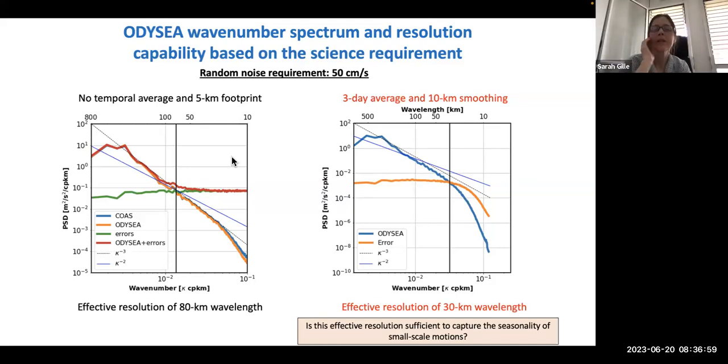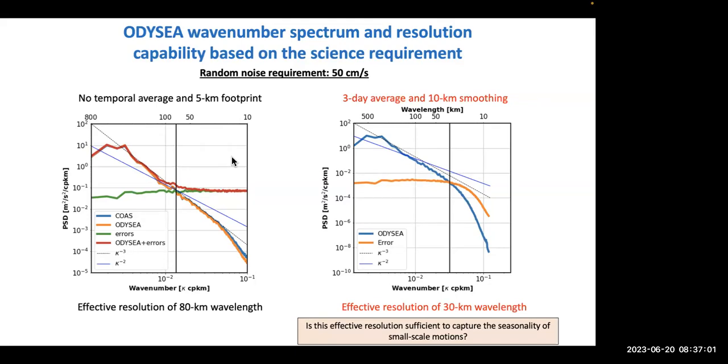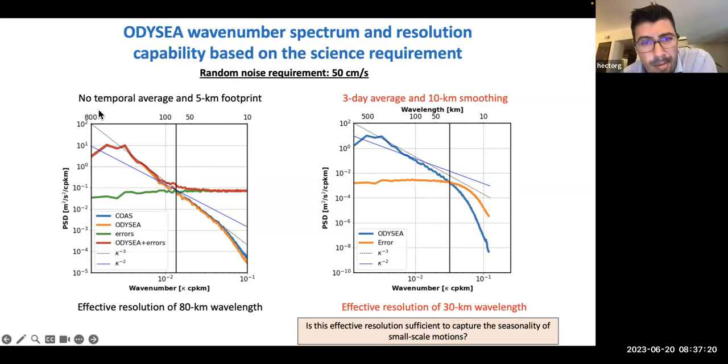Great. Ernesto made a very good point that 50 centimeters per second is not the performance of the instrument. Yeah, it's a requirement from the science and application objectives, and the actual performance is more like half of that, or 60% of that.